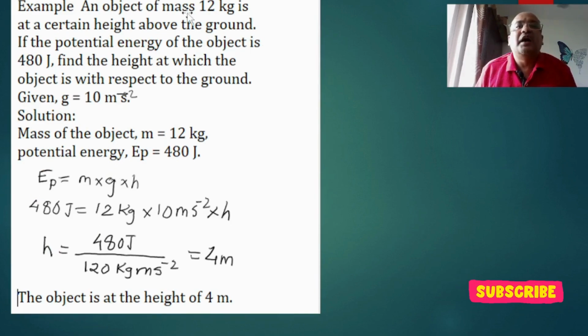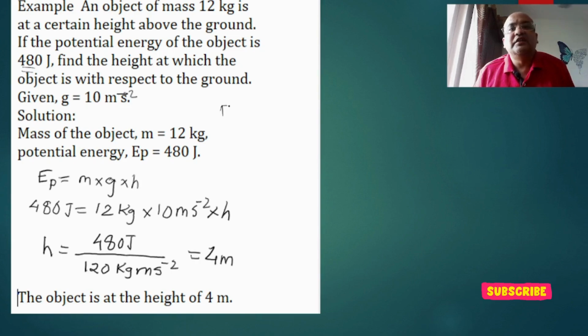An object of mass 12 kilograms is at a certain height above the ground. If the potential energy of the object is 480 joule, the potential energy has been given. Find the height at which the object is with respect to the ground. What we need to find out is the height.